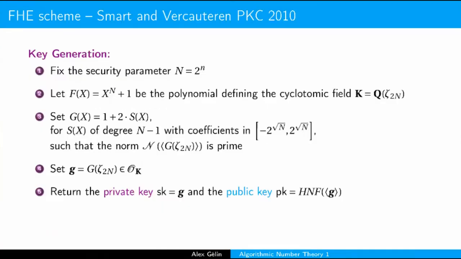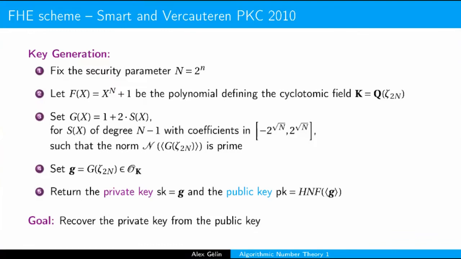Here is the scheme of Smart and Vercauteren. You take your preferred cyclotomic field, big enough to ensure security. Then you take a generator with small coefficients, between these two bounds. And of course, you want the norm to be prime, otherwise the problem splits and it's insecure. Then the private key is the generator, and the public key is any other way to give the ideal. I choose the Hermite form, but you can give it with a two-element basis, an integral basis, as you wish.